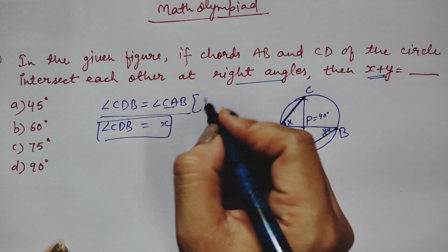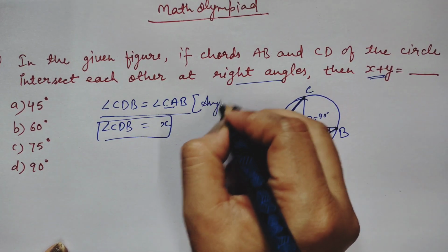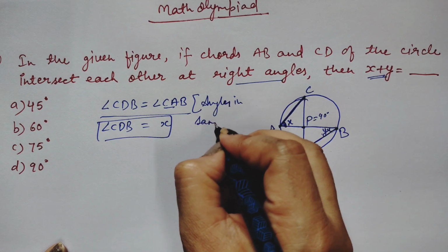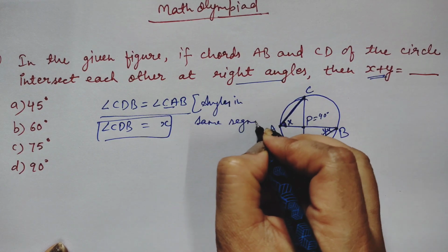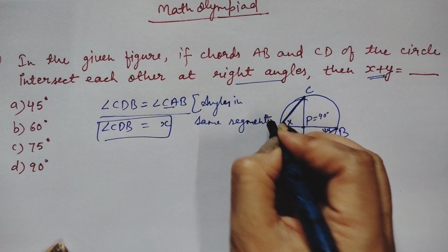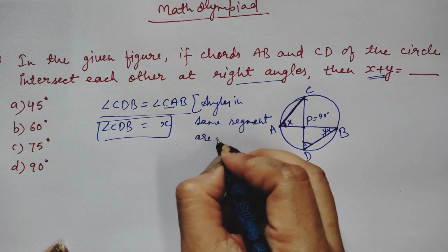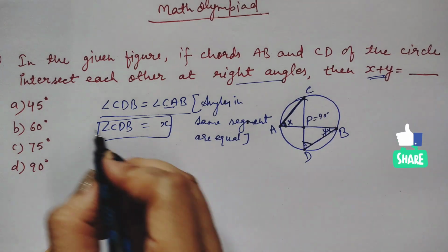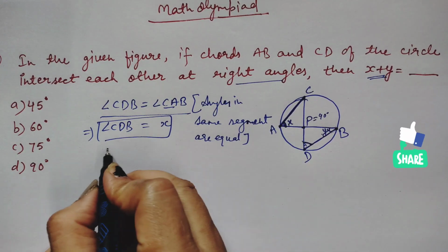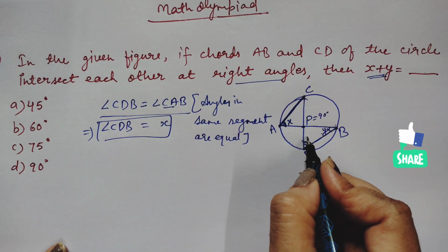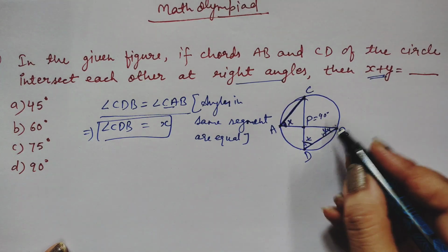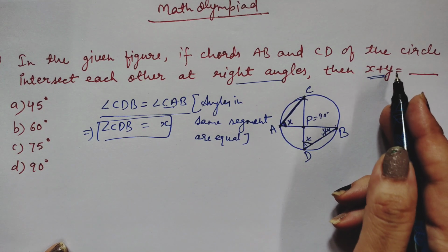And you can write the reason here: angles in the same segment are equal. So CDB is also x. This is also x. Now we need to find x plus y here.